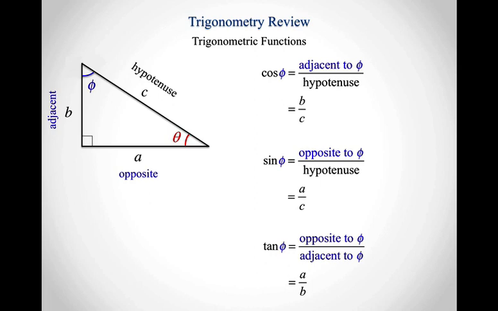So what you notice is the cosine of theta is equal to the sine of phi. And that's true any time your two angles add up to be 90 degrees. The sine of theta is equal to the cosine of phi. And so again, that's simply a function of the fact that theta and phi add up to be 90 degrees, so their cosines and sines have to be related in that particular way.